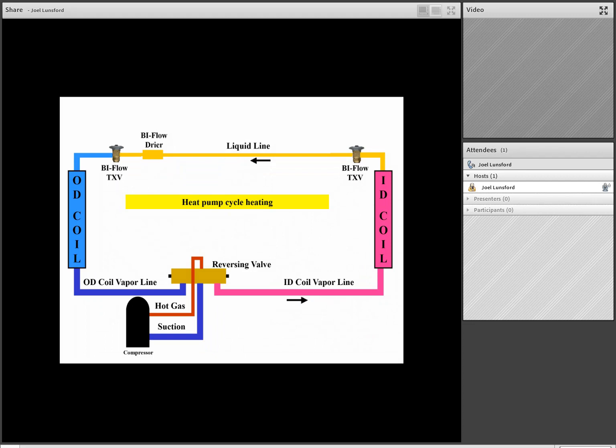Now please notice that on the bi-flow TXV outside, the check valve circuit is now closed, and we're forcing that liquid refrigerant coming back on the liquid line to the bi-flow TXV outside. We're forcing that liquid through the expansion valve circuit outside. We then spray that liquid refrigerant to the outdoor coil, which is now cold in the heating mode, and we're absorbing heat from the outside air and boiling that refrigerant off. We then bring that cool vapor from the outdoor coil back to the reversing valve, and we loop it through back to the compressor.